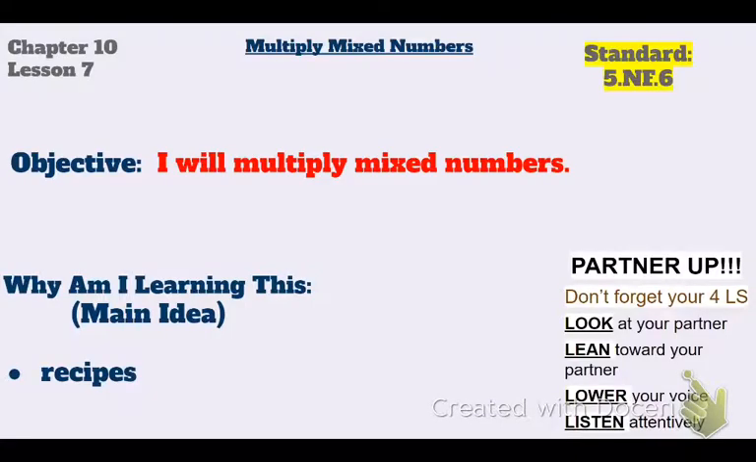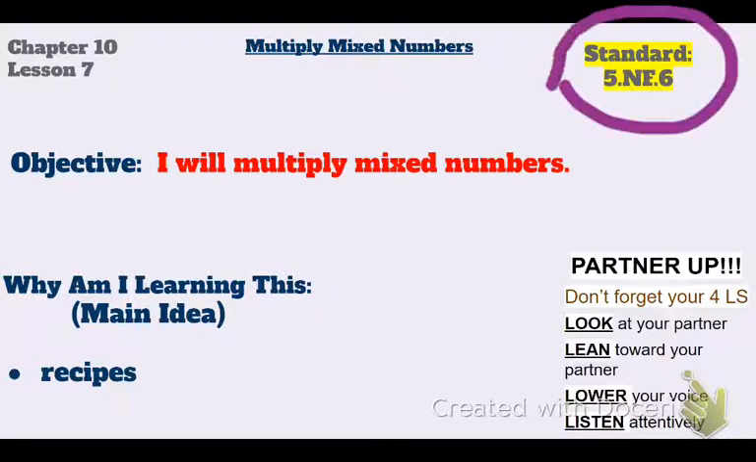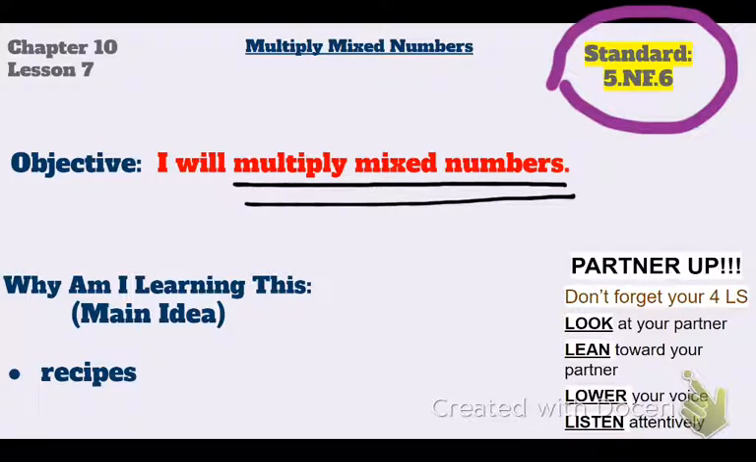We're still in Chapter 10. We're going to be looking at Lesson 7 today, multiplying mixed numbers, and we know that it's a 5th grade standard. I'm hoping at the end of today's lesson, you'll be able to multiply one mixed number by another mixed number. Why are we learning this?